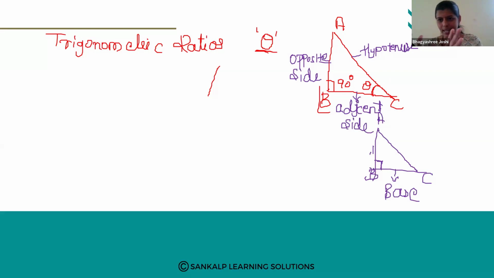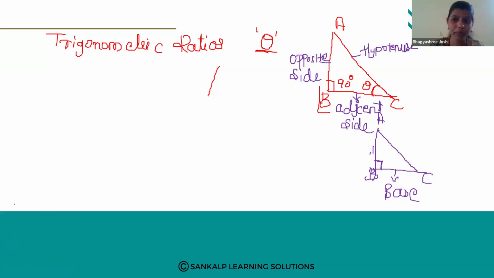Yes, in a right angle triangle we get 3 sides: one is the adjacent side, another is the opposite side, and another is the hypotenuse, right? So now we are going to find out the trigonometric ratios. What do you mean by ratios? Ratios means comparison. That we know, right? We compare two quantities. So here we are comparing two sides, right?